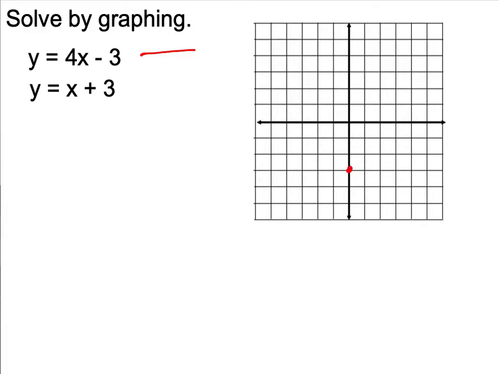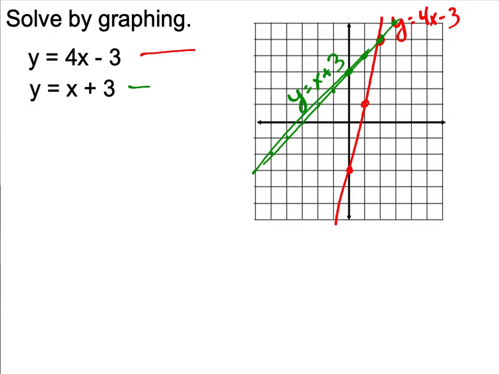The y-intercept is -3, and the slope is 4. You go up 4 over 1. And here is our graph of y equals 4x minus 3. Now on the same set of axes, we're going to graph y equals x plus 3. So here's x, there's the plus 3. The up 1 over 1 will give us this, and we can also go down and back. So this would be y equals x plus 3.